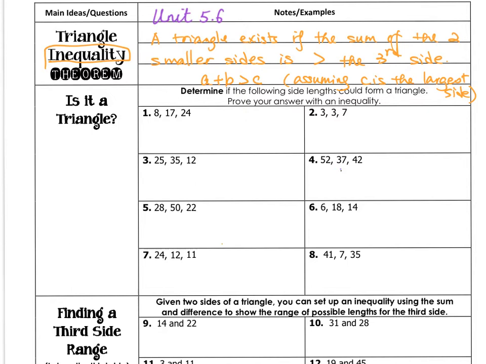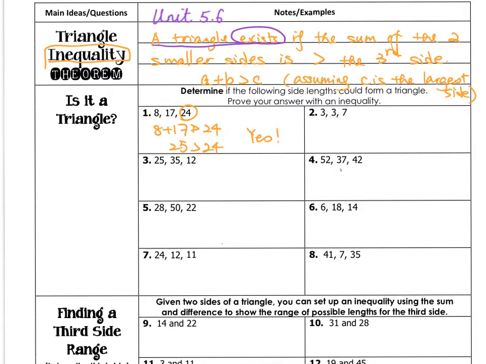Notice that it says a triangle exists. So the way that teachers ask questions is like the following. Is this a triangle? You're given 3 pieces of information, and you're asked to determine whether I can have a triangle or not. So let's look at these 3 numbers. Number 1, 8, 17, 24. 24 is the largest side, so I need to add the 2 shorter sides together and see if it's greater than 24 or not. And the result is yes, therefore I have a triangle.